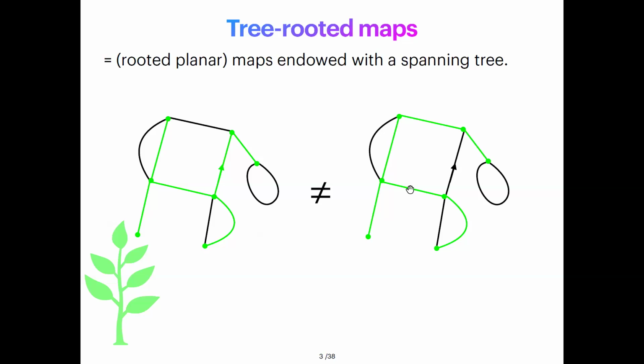And what I'll be talking about specifically is tree-rooted maps, which are planar maps endowed with a spanning tree. These two tree-rooted maps are not the same because even though there is the same underlying map, they do not have the same spanning tree that I have distinguished in green here.